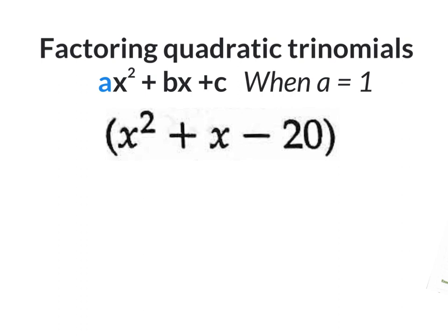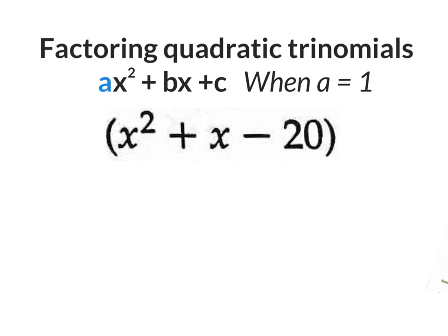And as you can see, just pretend the parentheses aren't there. I cut it from that homework. But as you can see, the a value here is 1, the b value is also positive 1, the c value is negative 20. So we have a quadratic trinomial, and we need to know how to factor this.